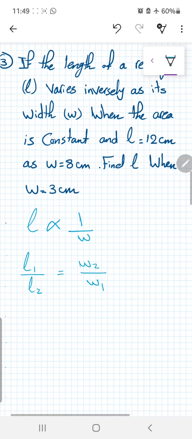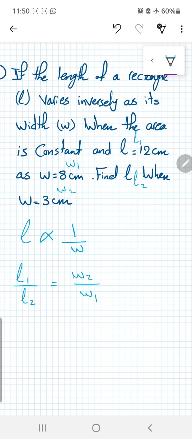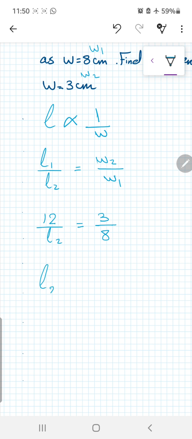Okay, direct substitution, here L1, here W1, we want to get L2, here W2. So by direct substitution, we get 12 over L2 equals 3 over 8. Cross multiplication, so L2 equals 12 times 8 over 3, which is 96 divided by 3, so 32 centimeters.